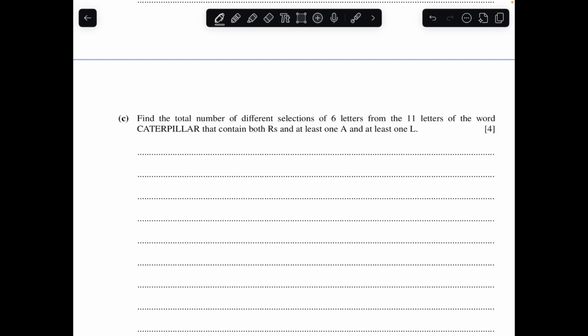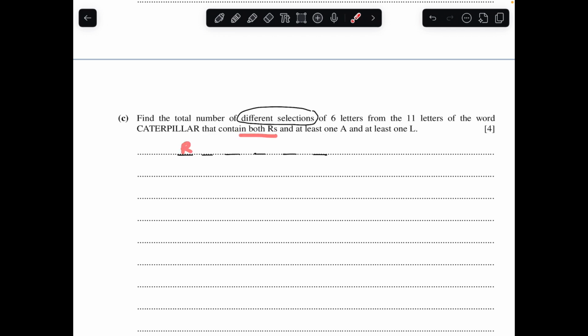Part C, find the total number of different selections. Now this is selections of the 6 letters from 11 letters of the word caterpillar that contain both R's and at least one A and at least one L. So we have to form different selections of 6 letters, 1, 2, 3, 4, 5, 6. What is to be included over here is they contain both the R's. So it's going to be both the R's.